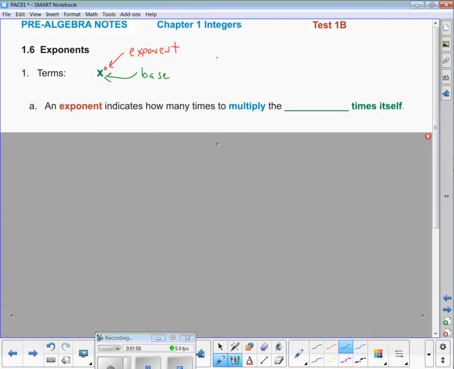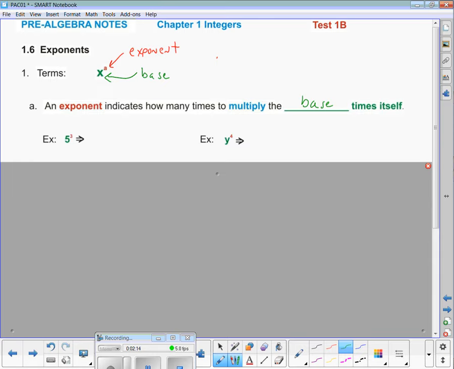Now, what does an exponent do? An exponent indicates how many times to multiply the base times itself. The exponent tells you how many times to multiply the base times itself. Let's look at these couple examples we have. So if you look at the first example, we have a 3 exponent. And that tells you to multiply the base 5 times itself 3 times. 1, 5. A second 5, and a third 5. 5 to the third power, or 5 cubed, we say cubed for the third power, is the base 5 times itself 3 times. Second example is y to the fourth power.